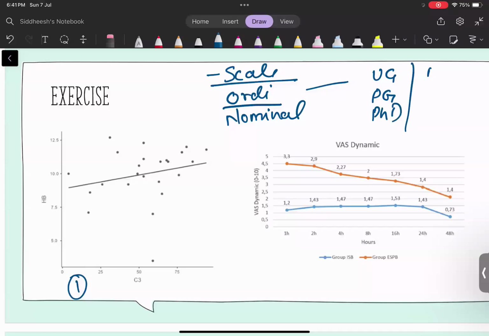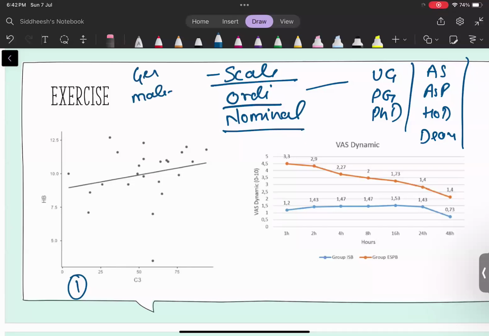Suppose I am taking assistant professors, associate professors, HODs, dean. Of course some order is coming up. This is known as ordinal data. What about nominal data? Where there is no order. Suppose I take gender, male and female. Male and female are each a separate variable; there is no order like male before female. That's why it is nominal data.